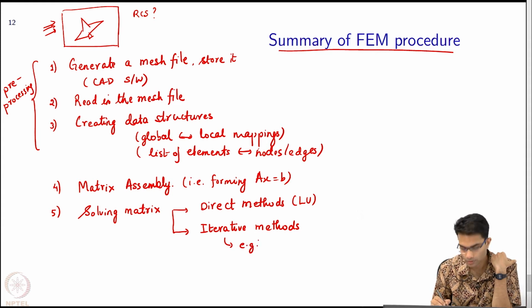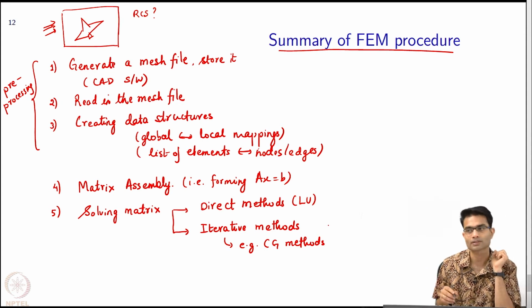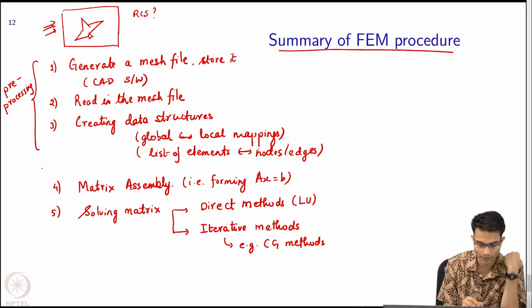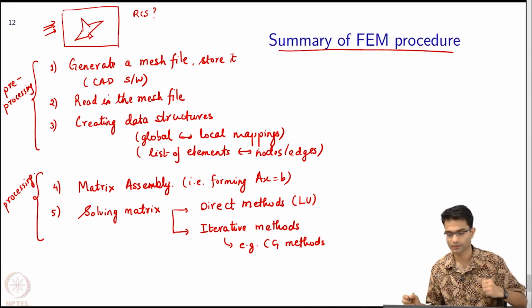Example, various methods are there. Conjugate gradient methods. As I mentioned, this is a whole course in itself of different methods depending on the need, right? So this is what is called the processing. Okay.